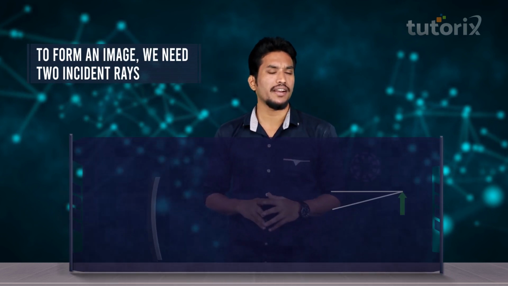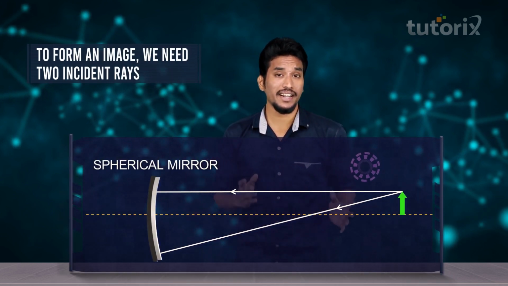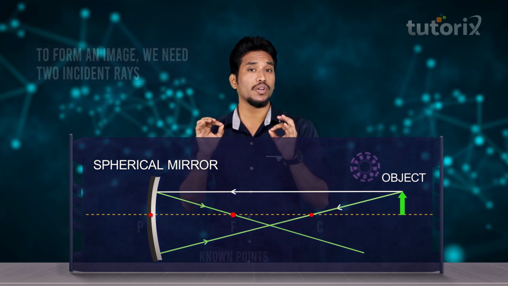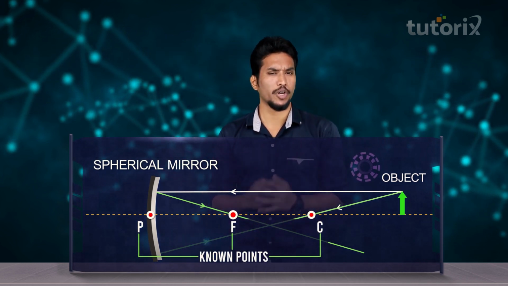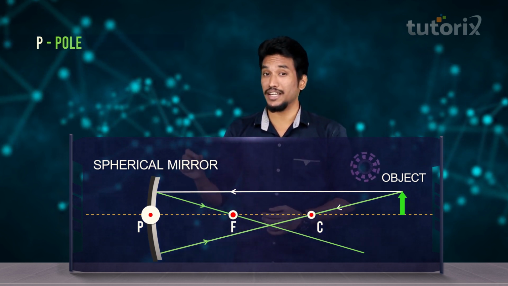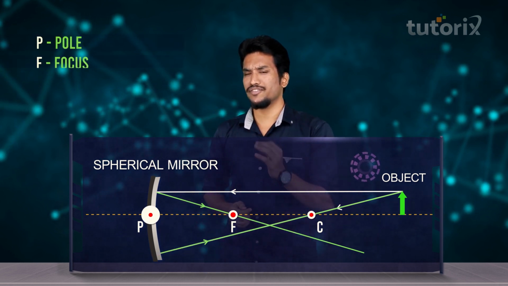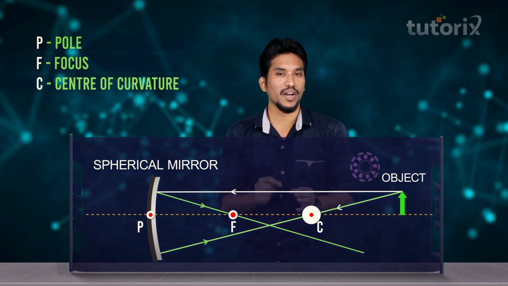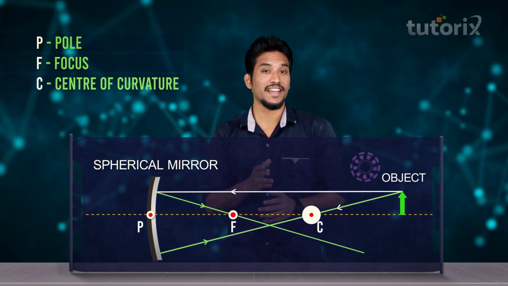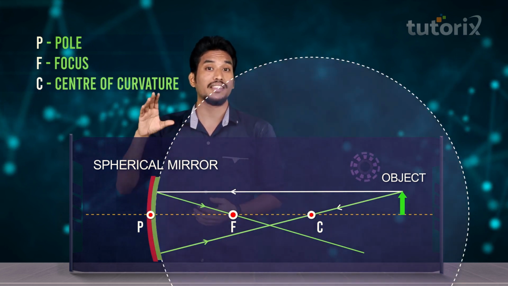To find the image, or the point of intersection of the reflected rays, we need just two incident rays which, after reflection, pass through known points. And what are the known points, as we discussed in the previous video? One is the pole, which is the center of the spherical mirror. One is the focus, which is half of the radius of curvature. And the center of curvature, which is the center of the sphere of which the reflecting mirror is a part. So the first one is the focus, right?